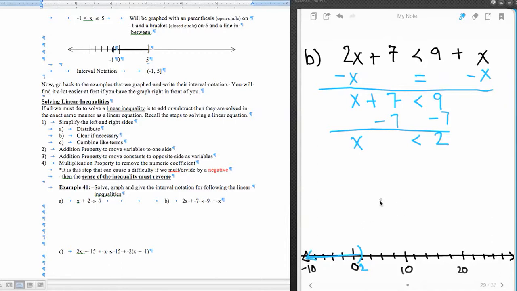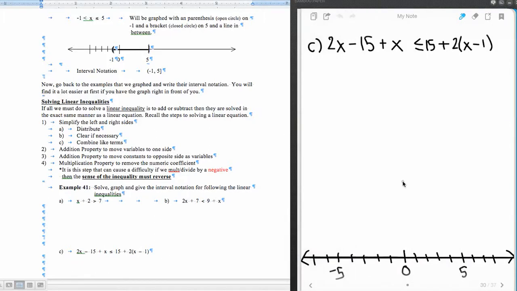And now interval notation: it goes off to negative infinity, which I can never capture, so I put a parenthesis on that, and it comes up to, on the right-hand side, a positive 2, and that's the end of it. So there's my snapshot. All right, moving on to part C.